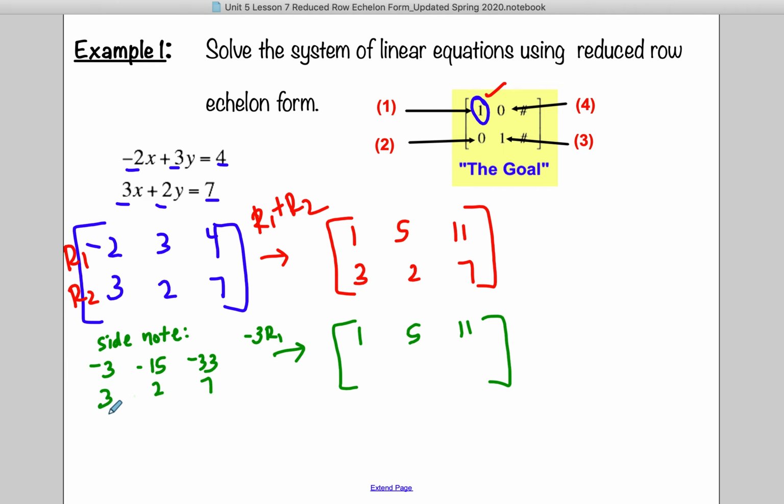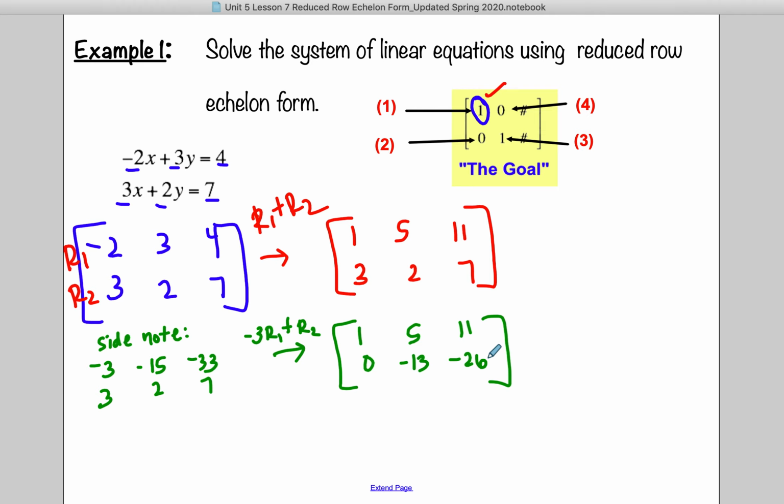And then if I were to add these two together to get my new row 2, then I will have 0. So I took my row 1 times negative 3 and I added it to my row 2. And now I'm going to get my new row 2 right here. So when I add these two together, I get 0. I get negative 13. Negative 33 plus 7, I get negative 26. Okay, so there is that.